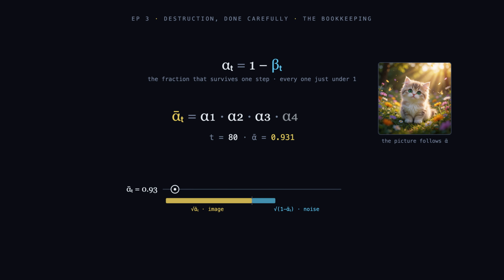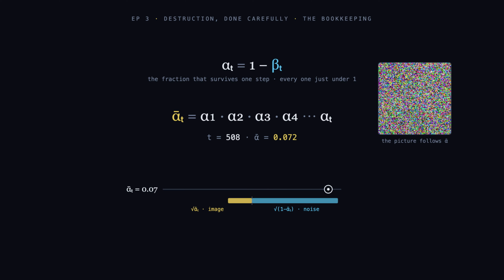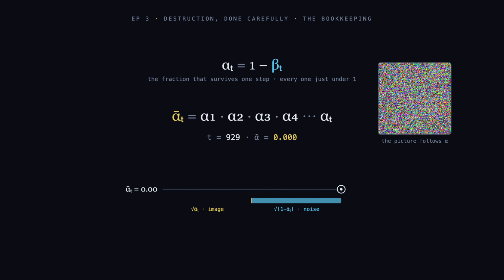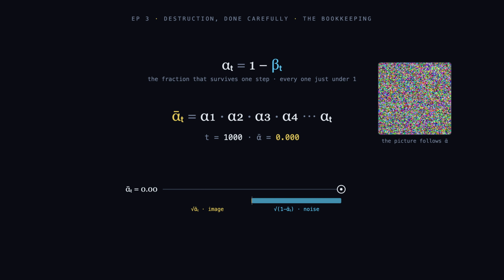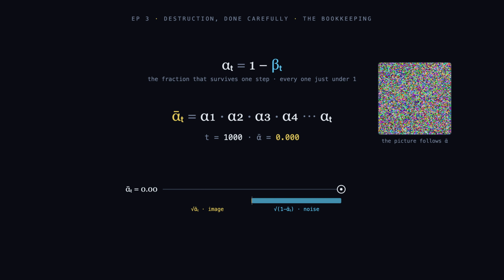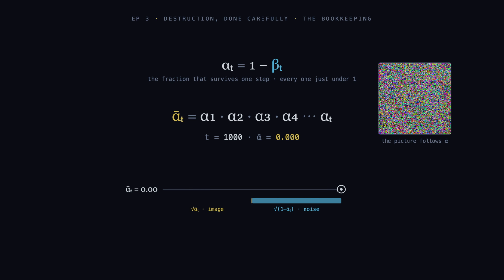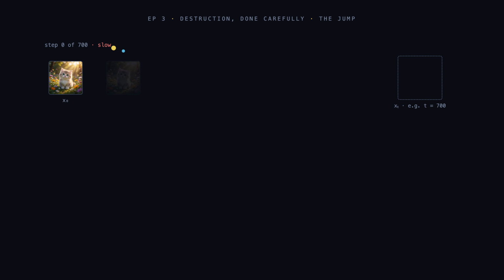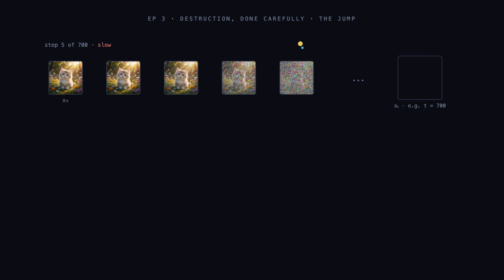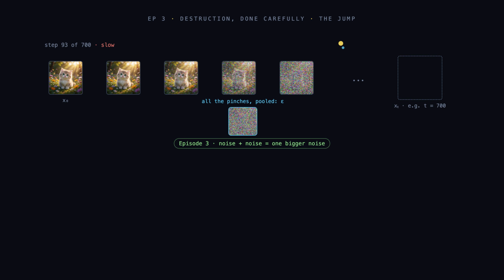Alpha bar is the product of all the alpha values up to timestep t. In plain language, alpha bar tracks how much of the original image remains after all the steps so far. During training, we don't want to calculate every earlier step just to reach one noisy image. Fortunately, we don't have to, because all the smaller Gaussian noise additions can be combined. We can jump directly from x0 to xt.